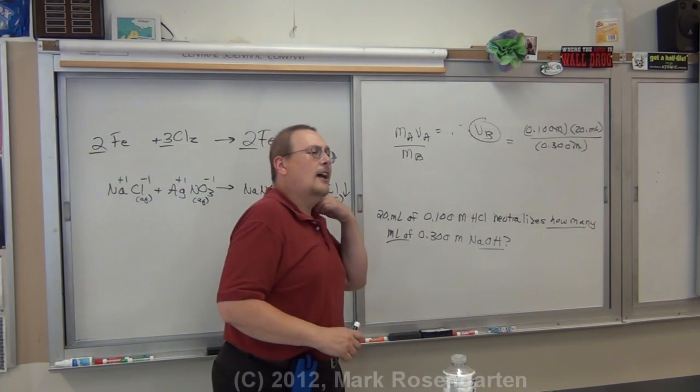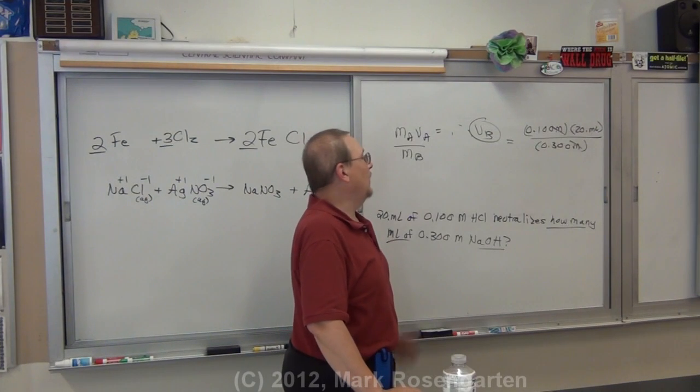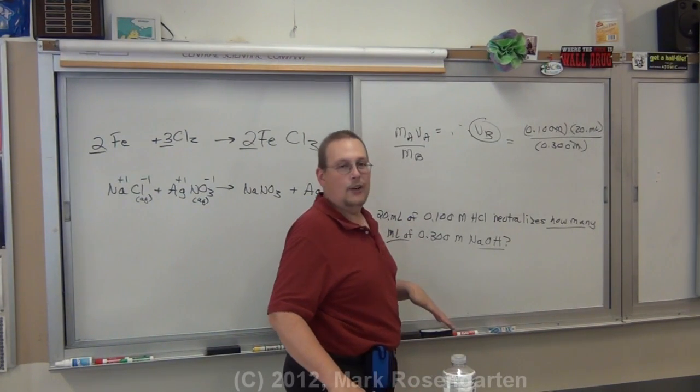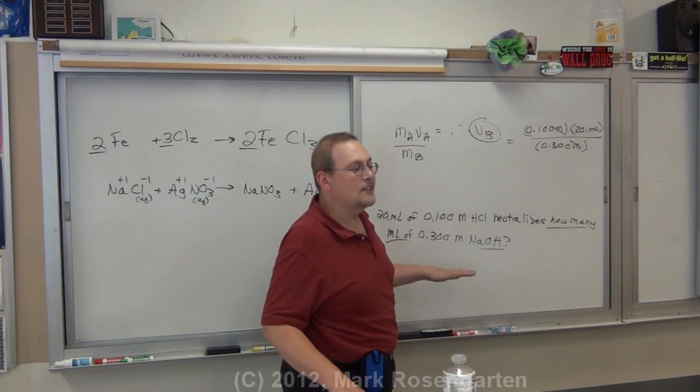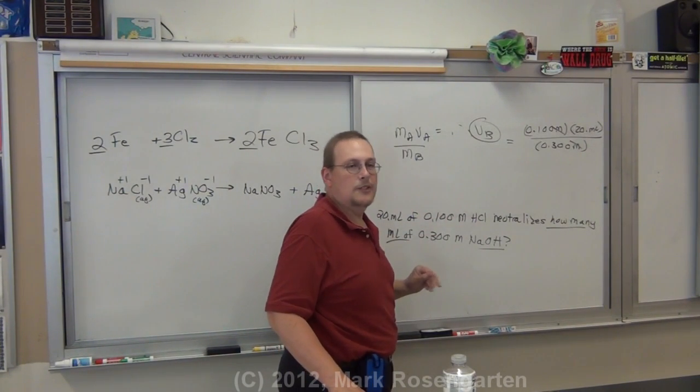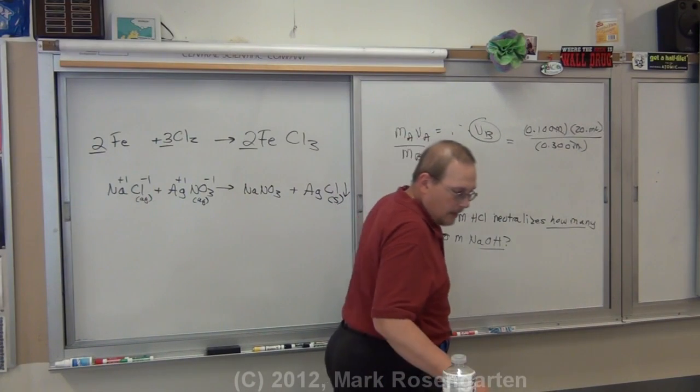So if you're asked to calculate for molarity, if they only give you like moles and liters, then you just use moles per liter. But if they're giving you an acid and a base, you have to use MAVA equals MBVB. You have no other choice.